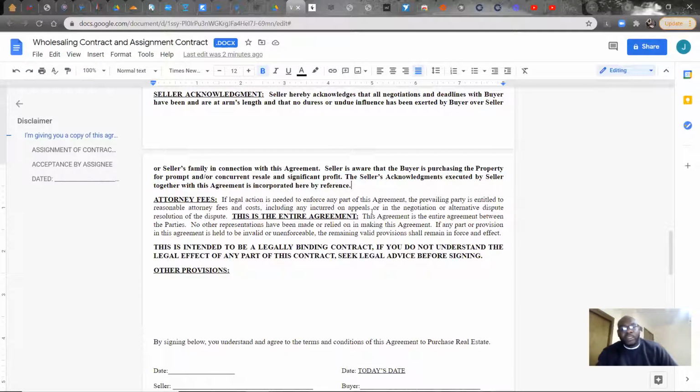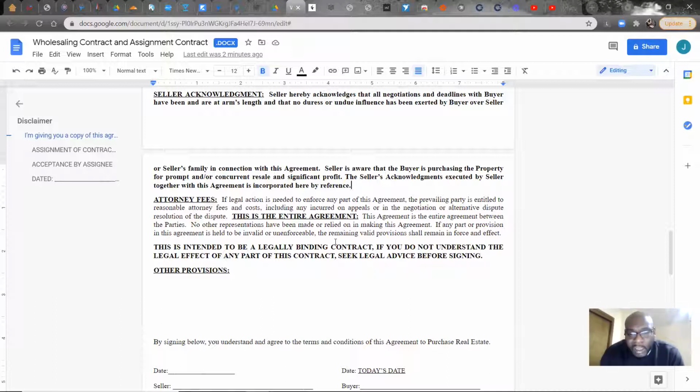So, attorney fees. If legal action is needed to enforce any part of this agreement, the prevailing party is entitled to reasonable attorney fees and costs, including any incurred on appeals or in the negotiation or alternative dispute resolution of the dispute. This is the entire agreement.